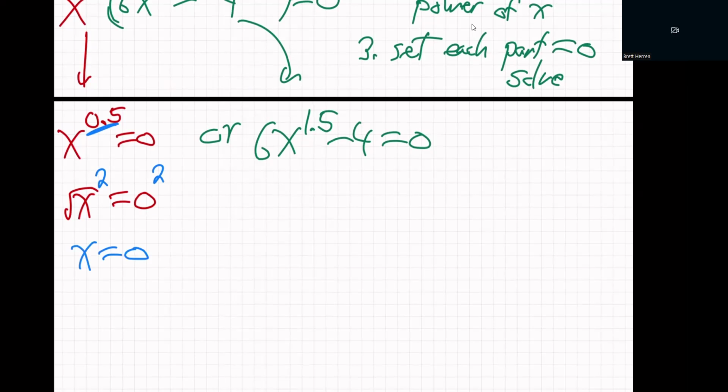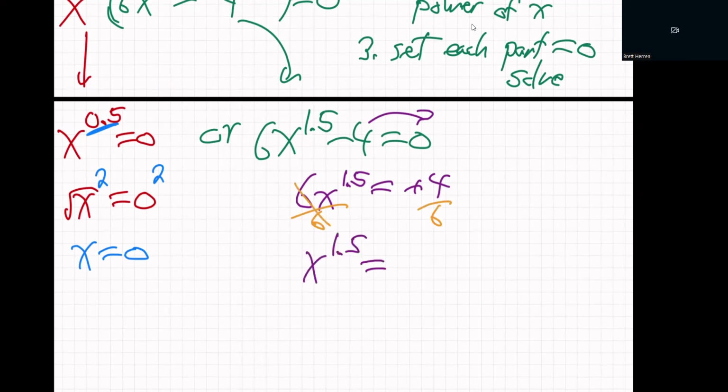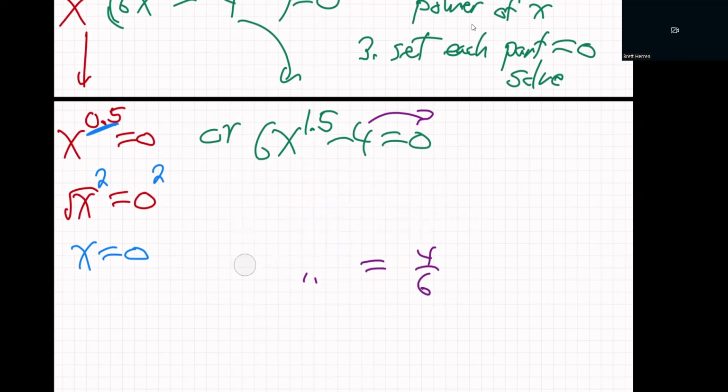Now on the other one, a little more tricky. Let's move the 4 over. 6x to the 1.5 is positive 4. And then divide by the 6. Boom. So x to the 1.5 is 4 sixths. Also, if you make it 2/3, whatever, who cares? So now, how do I finish that? In fact, actually, let me go back. Let me just keep it green. I don't know why I changed colors. So let's try that again. So 6x to the 1.5 is positive 4, and then divide by the 6.